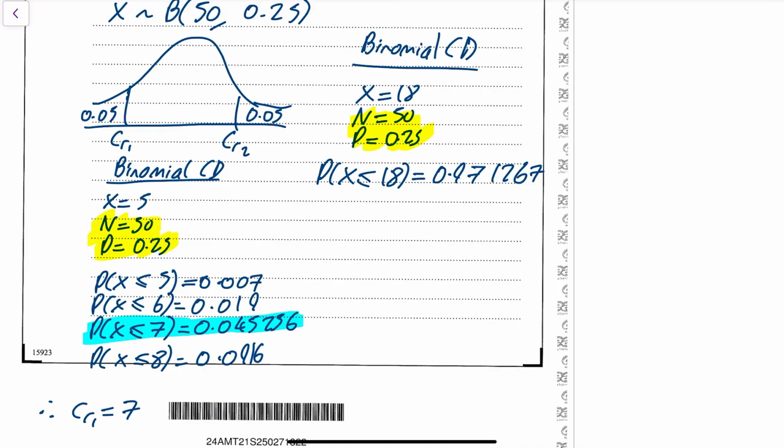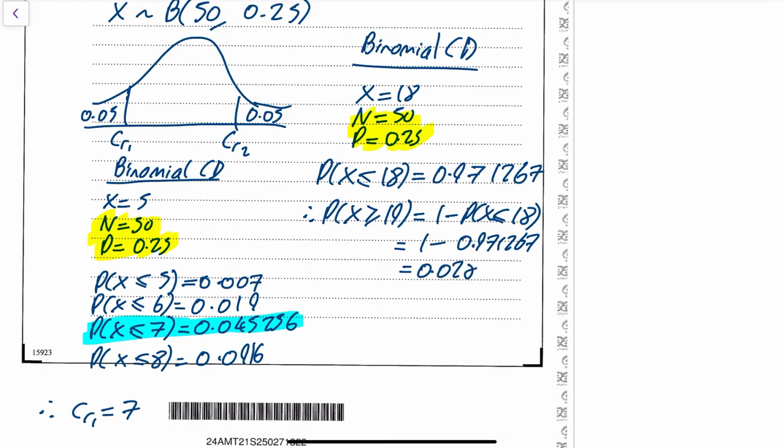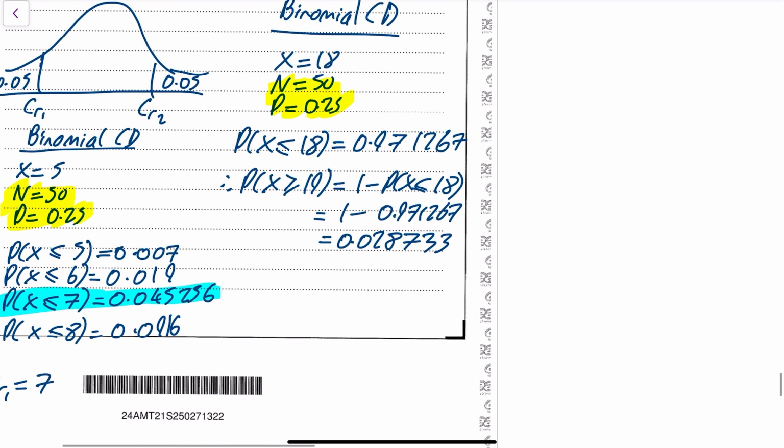Okay. And then I've just randomly picked that one. Okay. And that means, therefore, the probability that x is greater than or equal to 19 is equal to 1 minus probability x is less than or equal to 18. So is 1 minus 0.971267, which works out to be 0.028733. Okay. Now we need to test another one.